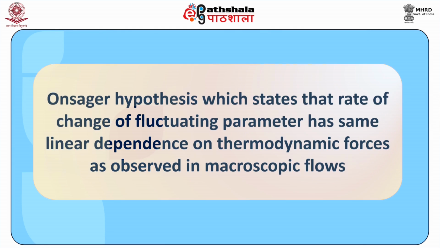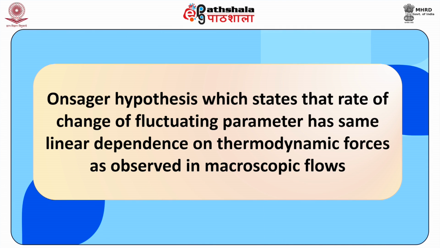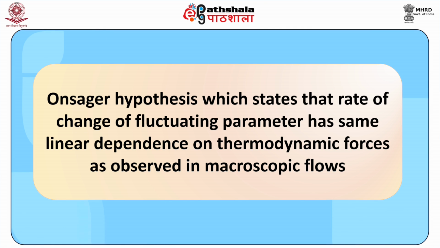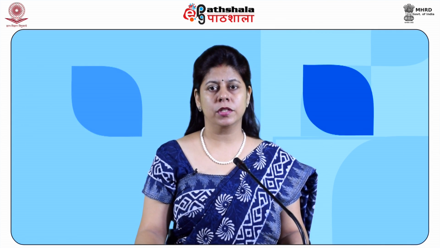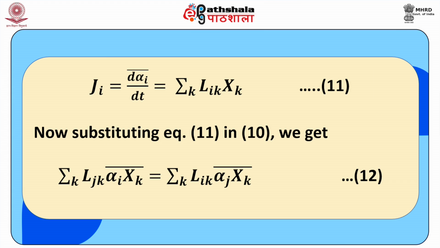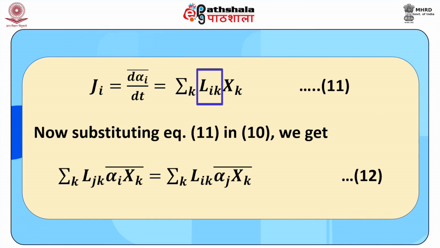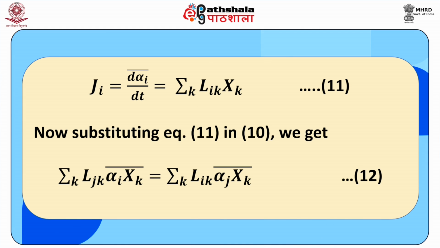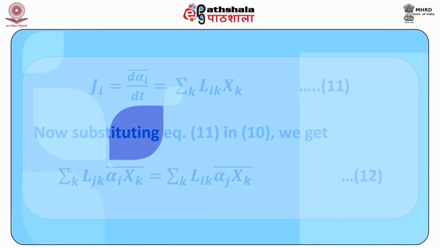Introducing the Onsager hypothesis, which states that the rate of change of a fluctuating parameter has the same linear dependence on thermodynamic forces as observed in macroscopic flows. Mathematically, it can be written as equation 11, in which Lik are the overall macroscopic coefficients. Now, substituting equation 11 in 10, we get equation 12.